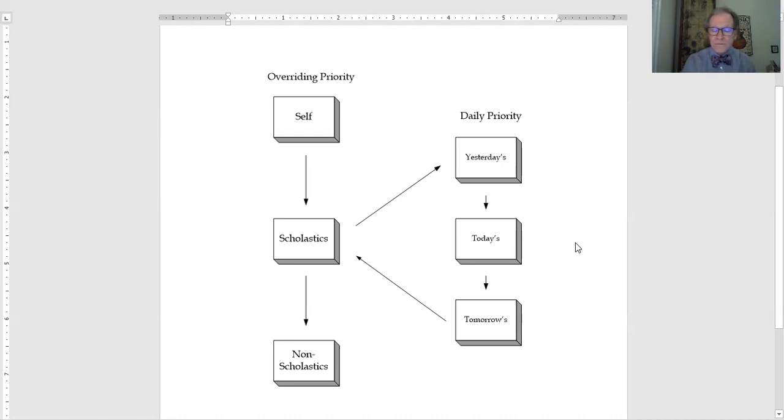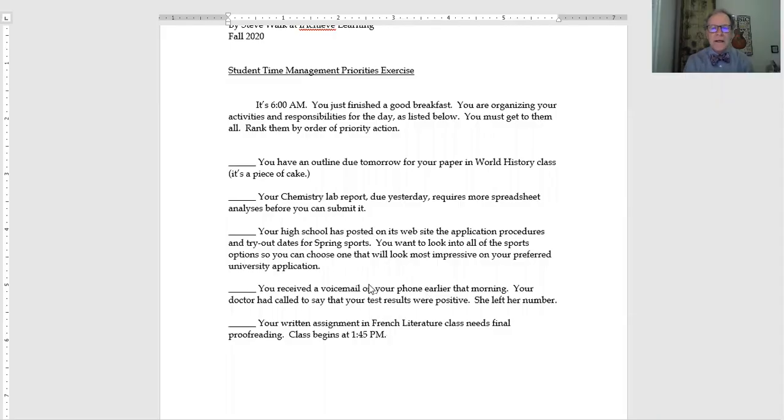Okay, so you can probably infer from this where things should fall in our little exam here, and I'll share it again. I think that the fourth one down there is probably our first. You know, you tested positive. I don't know if that's good or bad, but health comes first. Okay, and then when we get to the middle of the tool, we know that yesterday's work's got to be done, and you've got a lab report there. That's that second item. And then today's work is your French literature coming up today, and tomorrow you've got world history. Little report due there, paper due.